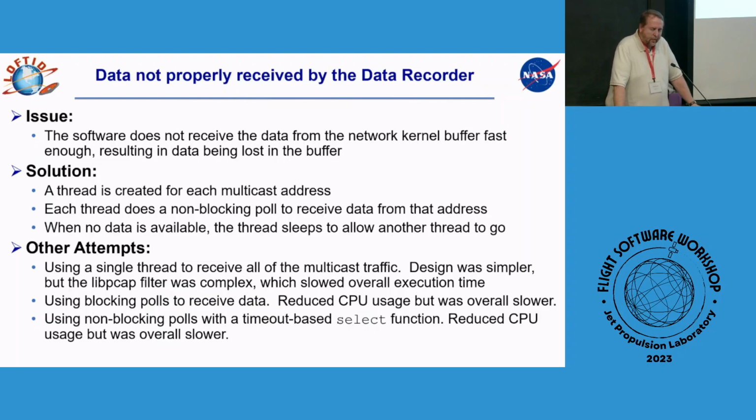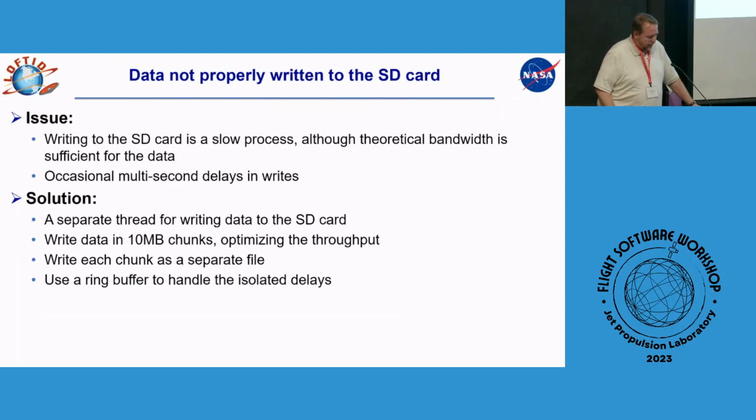I tried non-blocking with timeouts, and then using the select function, and that kind of did the same thing. The CPU usage went down quite a bit, but we would still drop packets. So it turned out just having each thread go at full speed, non-blocking until it ran out of data, was the best way to write that. And then the last one was writing it to the disk.